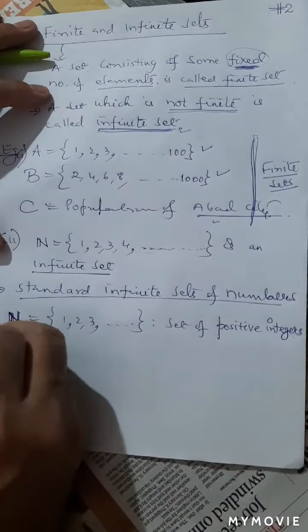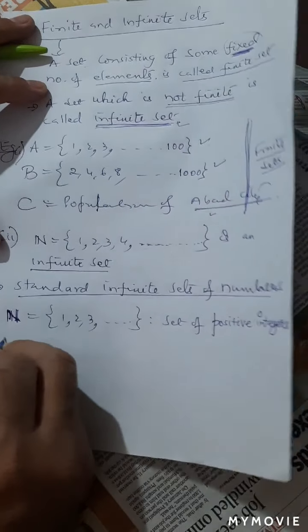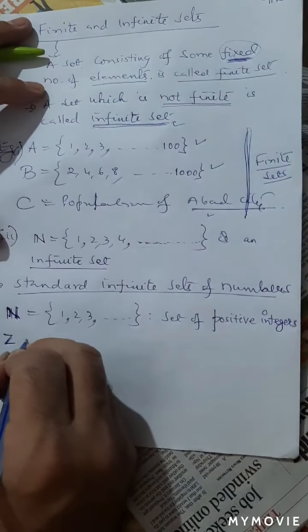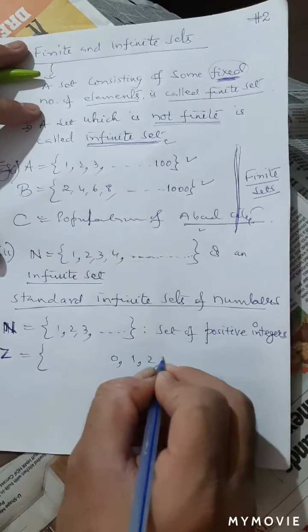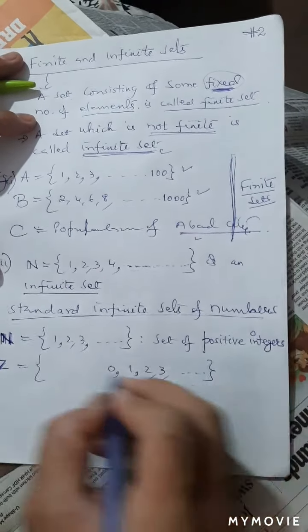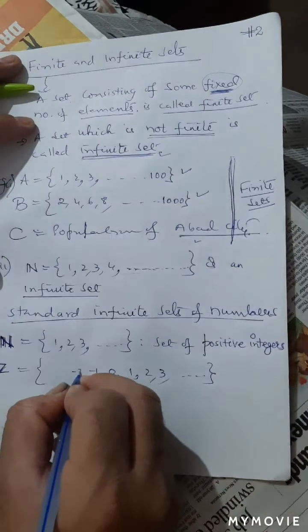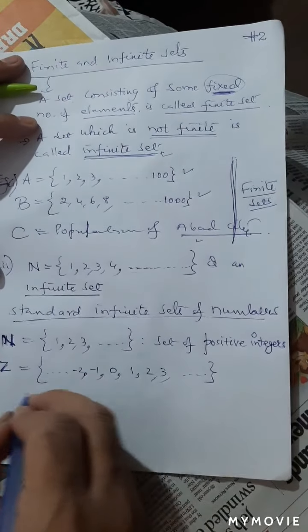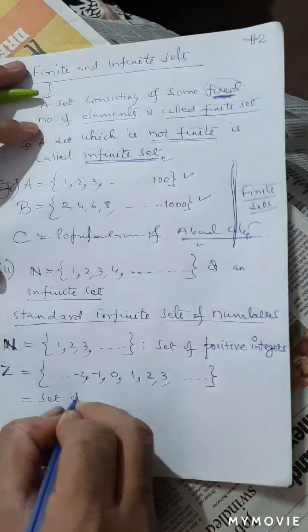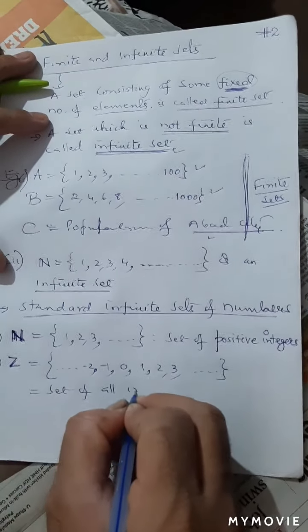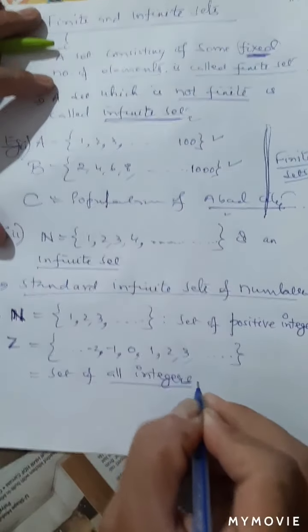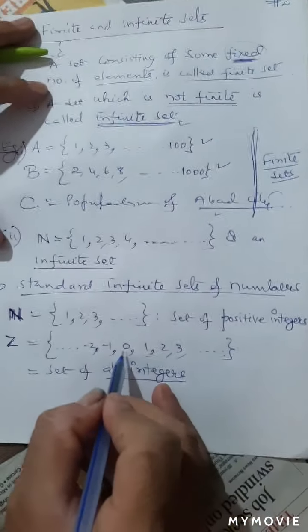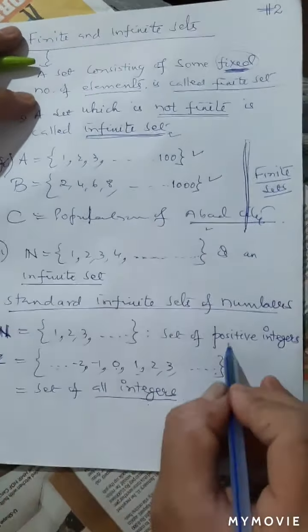The next one is Z, all integers: 0, 1, 2, 3, and on the other side you have -1, -2 and so on. The set of all integers. All integers means positive integers, negative integers and 0. Here in N you have just natural numbers, which are positive integers.